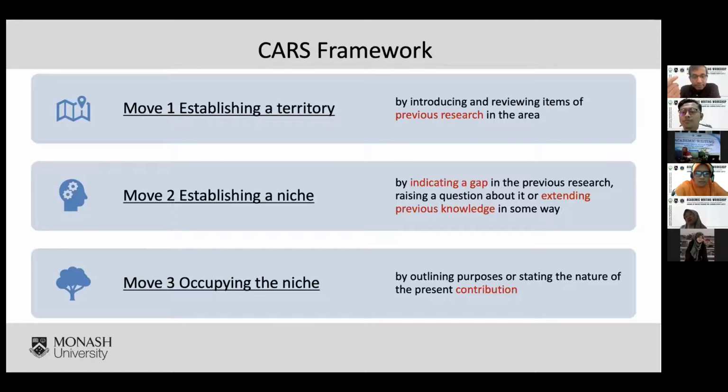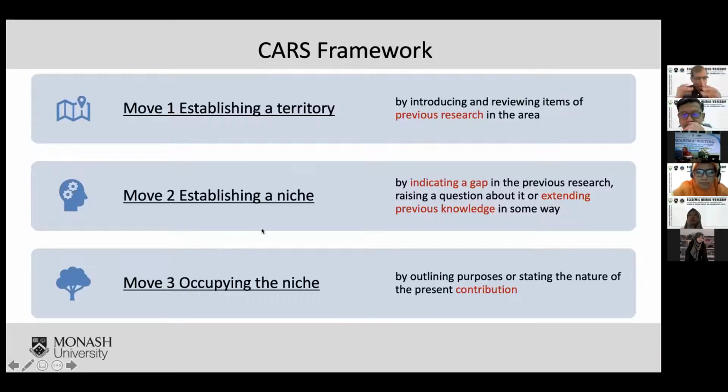However, very, very powerful word, right? In an abstract, however, is a very powerful word. You say, however, studies have not yet established the relationship between scaffolding and blah, blah, blah in a TBLT class. No one has done this. So that is the gap. And then you say, my article will fulfill the gap, which is occupying the niche.